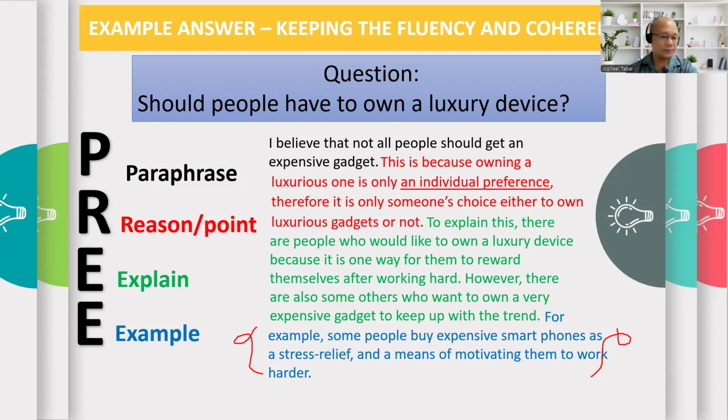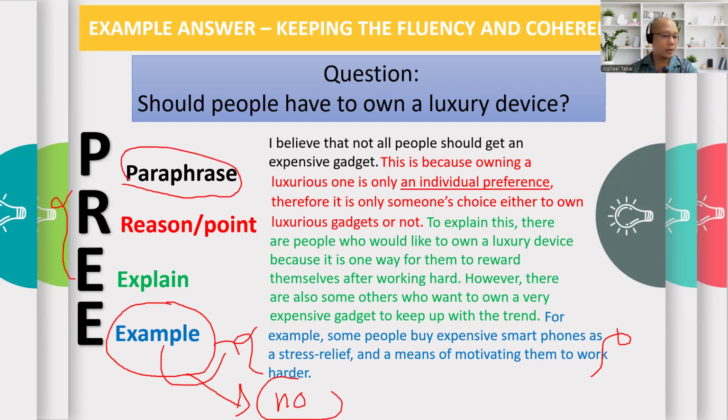So again, for speaking part 3, after we give our explanation, we should give an example, and that example should be a generally observed experience. The question here is, should we give an example? Is it required? My answer to this is no. It's not required. What is required here is the reason and point, or explanation. Paraphrasing may somehow be optional, but the main thing here is your reason, point, and explanation.